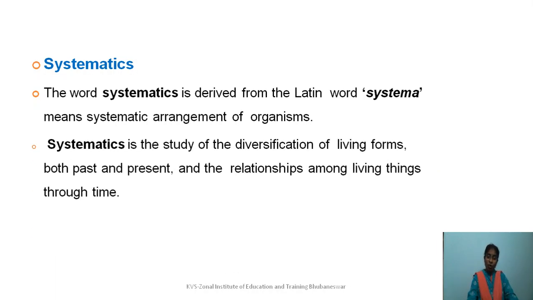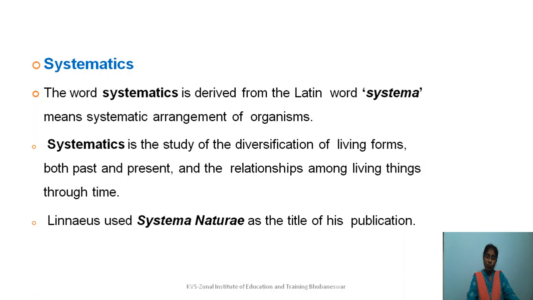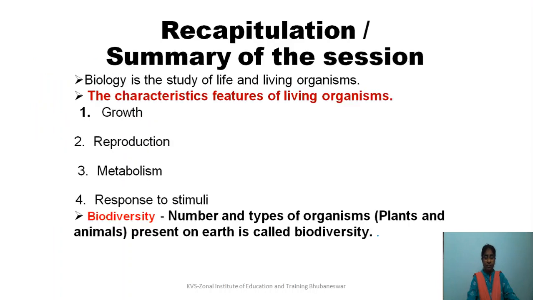It is a study of diversification of living forms, both past and present, and the relationship among living things through time. So past and present you have to see, and the relationship between the past and present. What is the relation between them? That is known as systematics. Linnaeus used Systema Naturae as the title of his publication. It is a book by Carolus Linnaeus.